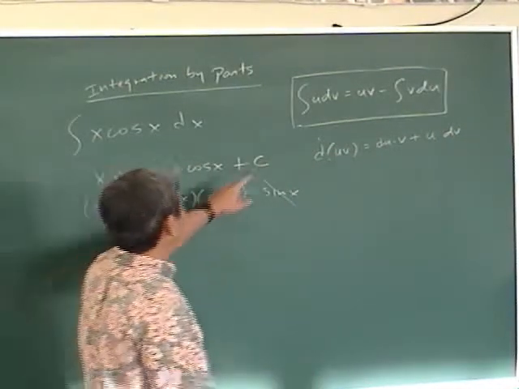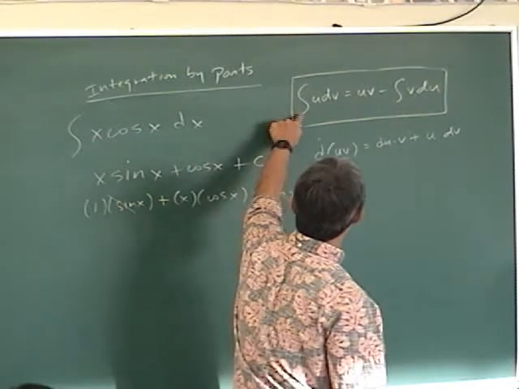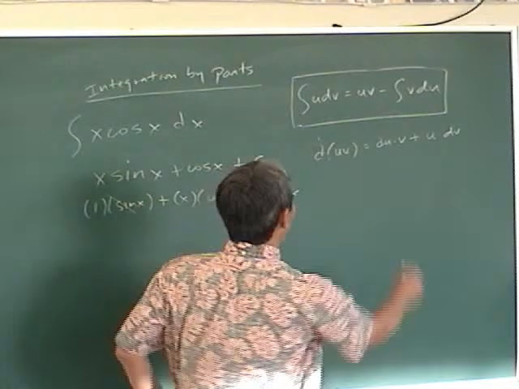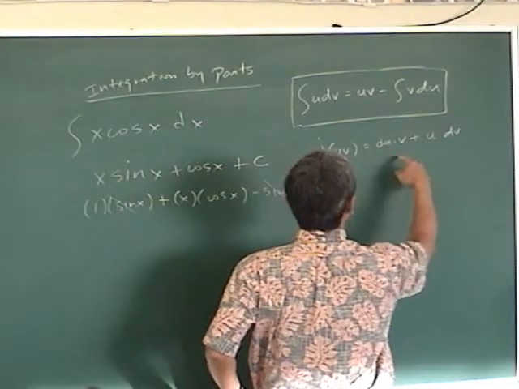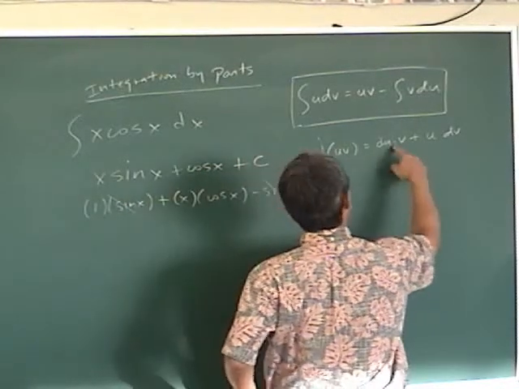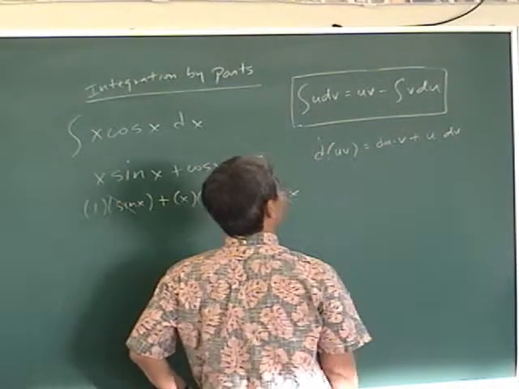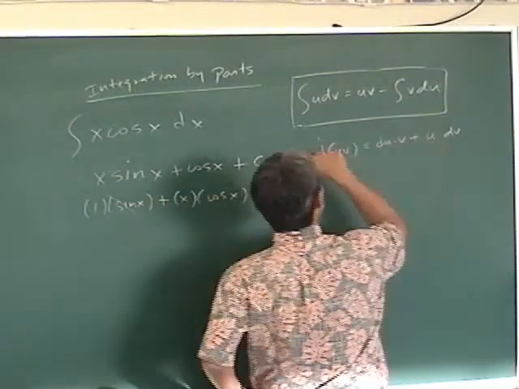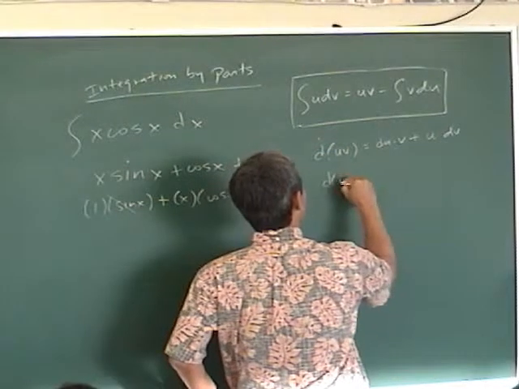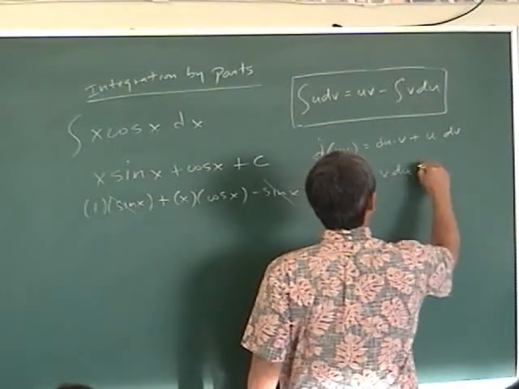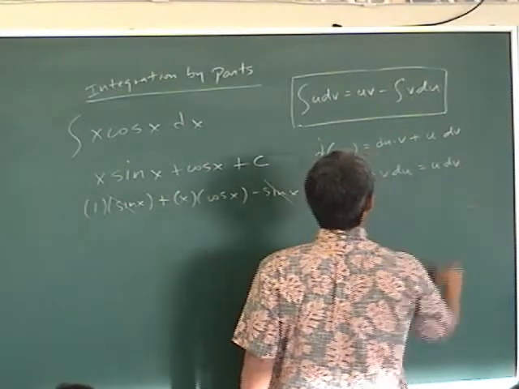Now, how do you think I can get this from this? What am I going to do? One of these I'm going to move to this side. Which one? The first term or the second term? Look at this. Look, v du. Put it on this side. So you get the derivative of u times v minus v du is equal to u dv.